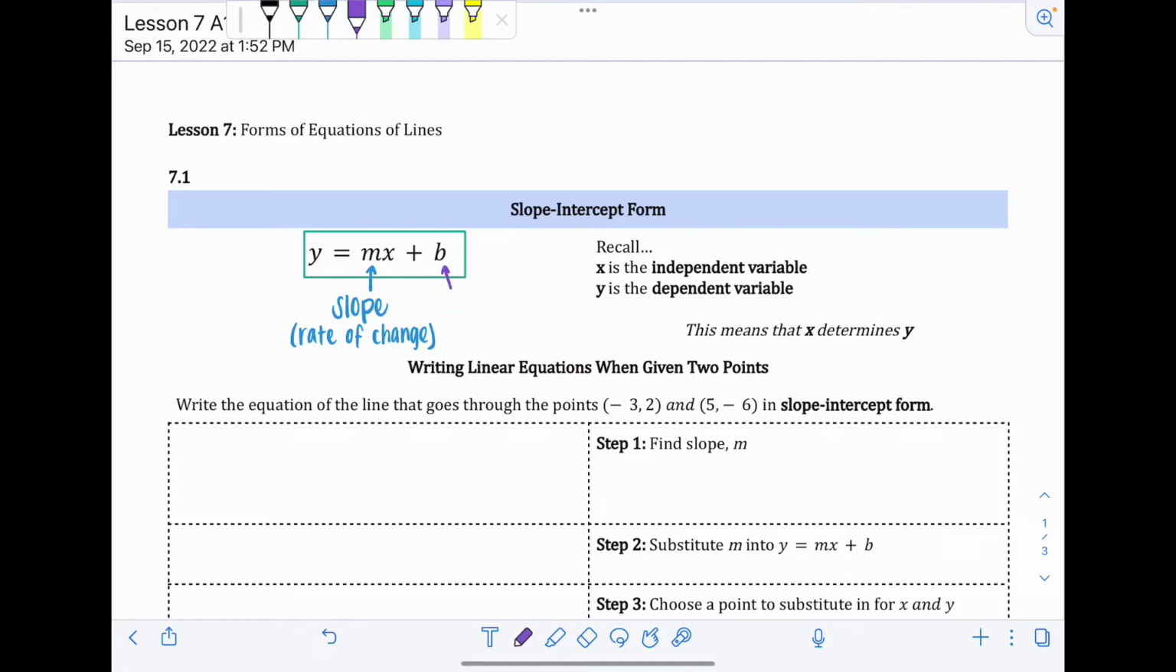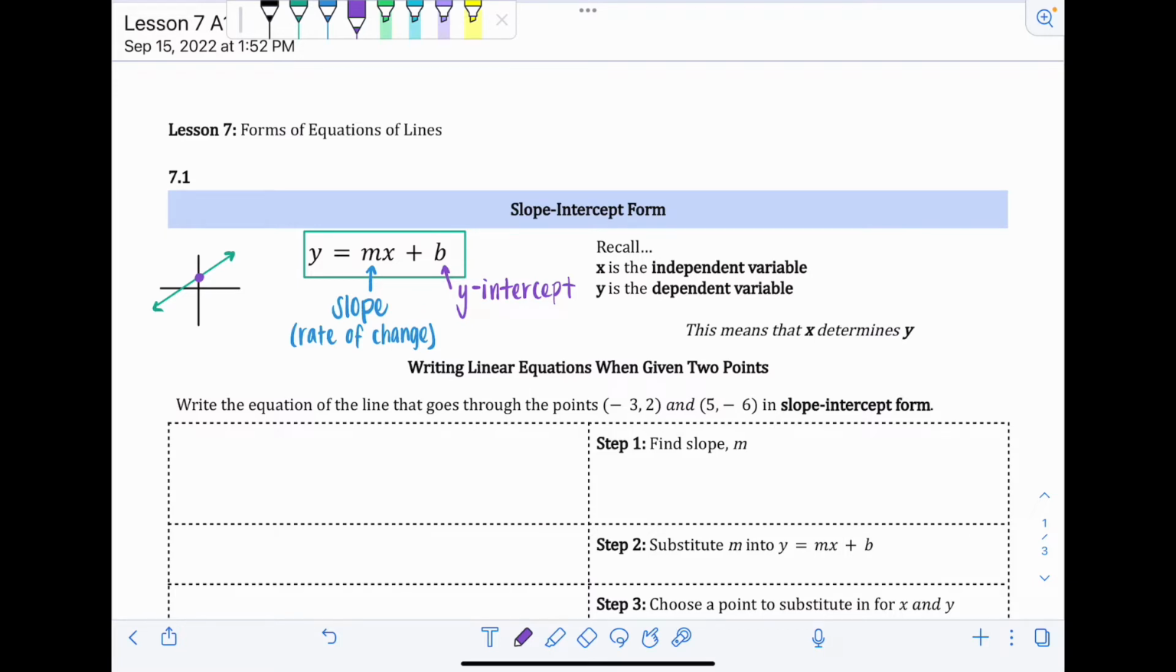And then b is our y-intercept. That's the value where the graph crosses the y-axis. So if I were to draw a little sketch over here off to the side, and have a line on my graph, this one crosses the y-axis right here. That would be my b value, just like the opposite number tick mark where it crosses the y-axis. That's my b value.